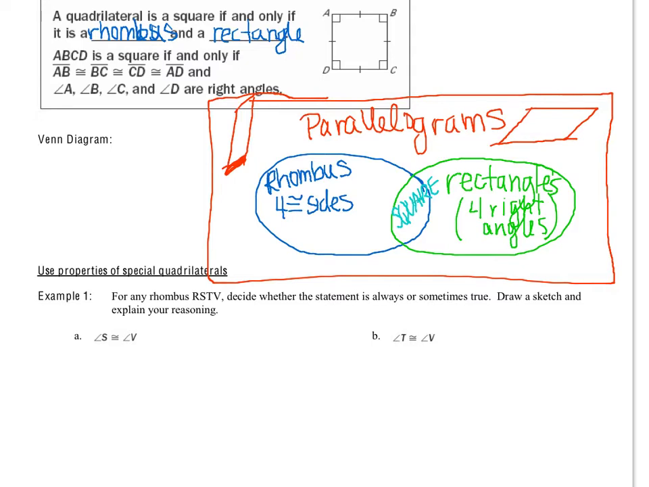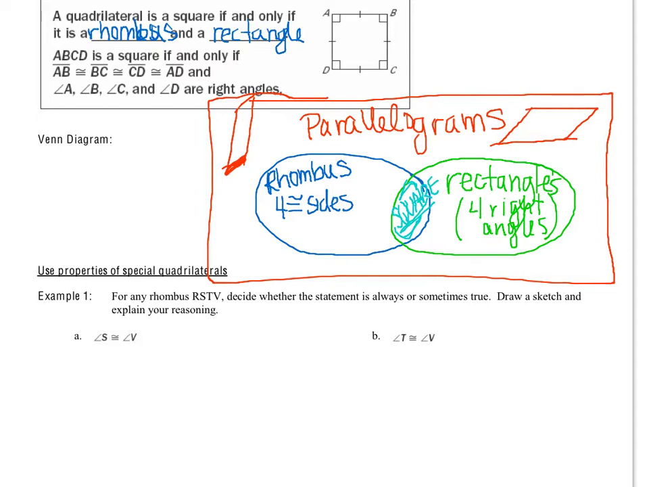Oh, it didn't fit quite in there. But this small group in here, those are our squares. Okay? So squares are parallelograms, they're rhombuses, they're rectangles. Rhombuses are parallelograms, but they're sometimes squares. Rectangles are parallelograms, but they're sometimes squares.